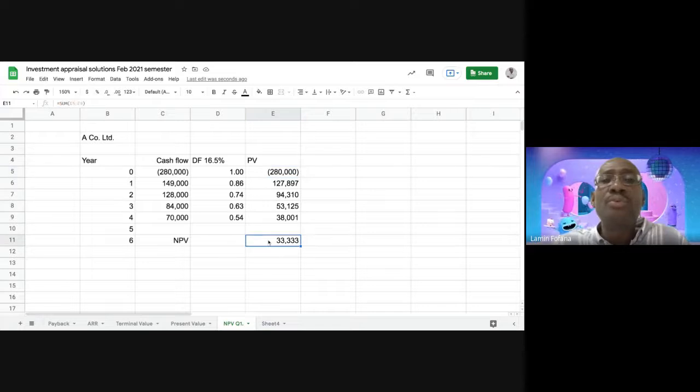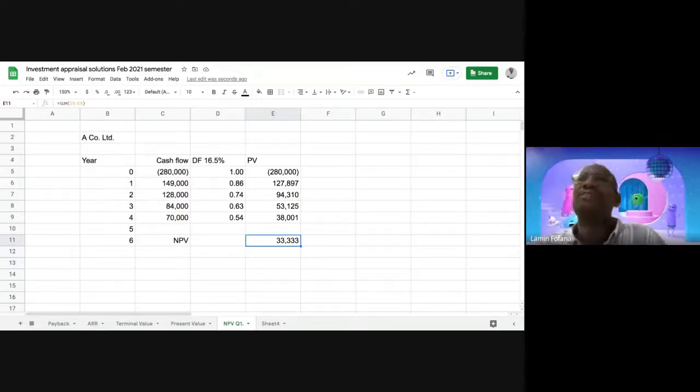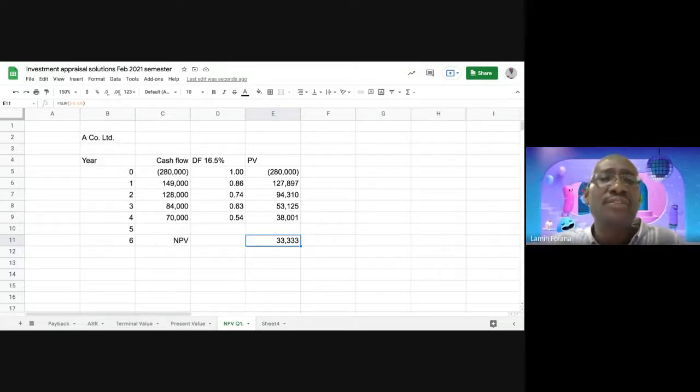In exams, once you follow the techniques, you will not miss out a single mark. Is that clear? So our NPV is 33,333. But when you use a calculator, you get something like NPV of 33,500 something. There's a difference of 200 or something like that. Okay, so if you have a difference like that when talking of cash flows in thousands, that's not significant. Is that clear?